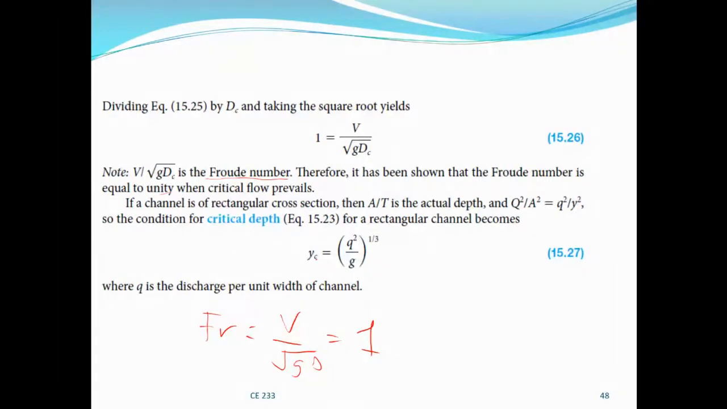So for critical depth, yc, the critical depth is q squared over g to the power of 1 over 3. q is flow per unit width of the channel, q equals capital Q over B, which is the flow discharge per unit width of channel. So this relationship is very important for critical flow.